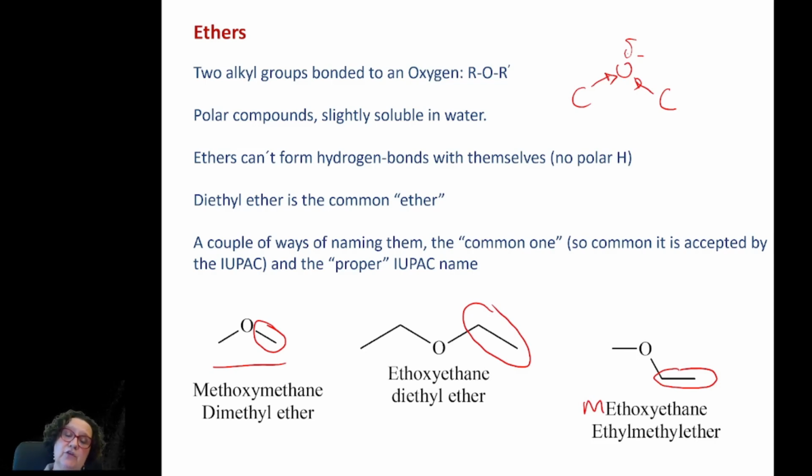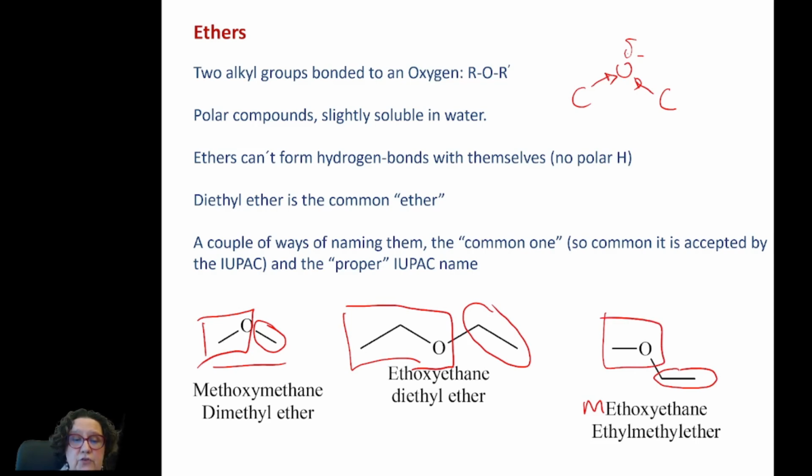And then you name the bit on the left-hand side, the bit with the oxygen, as an oxy group. So it's going to be an oxymethane, an oxyethane, or an oxyethane. And that oxy has attached to it the other bit of the substituent. So it's an oxygen that has, you name basically the shortest chain as the substituent. So the first one is a methoxy group, the second one would be an ethoxy group, and the third one would be again a methoxy group. And that's how you call it.